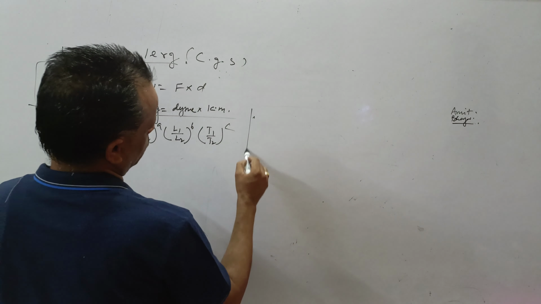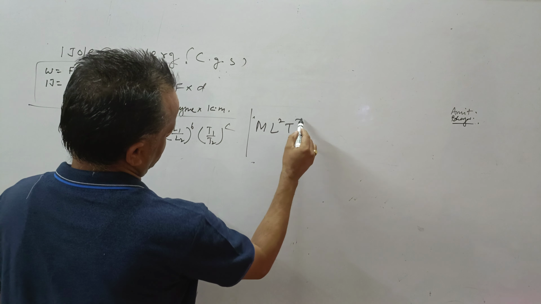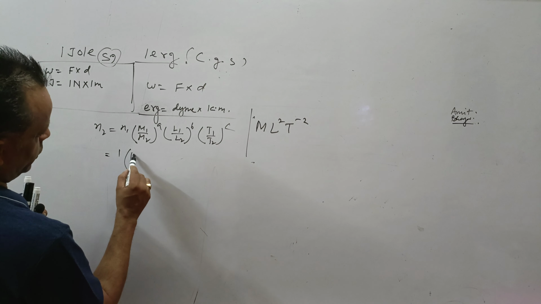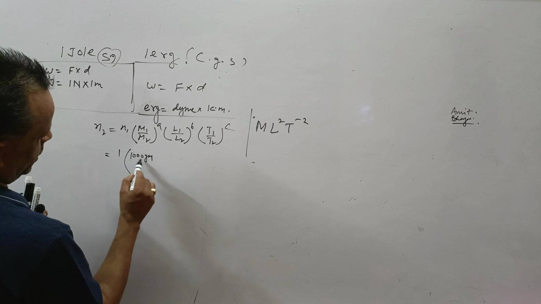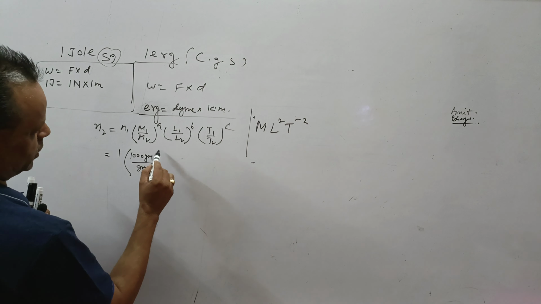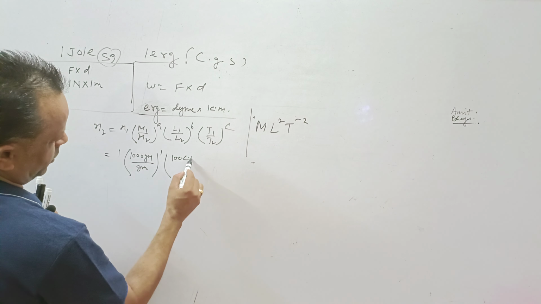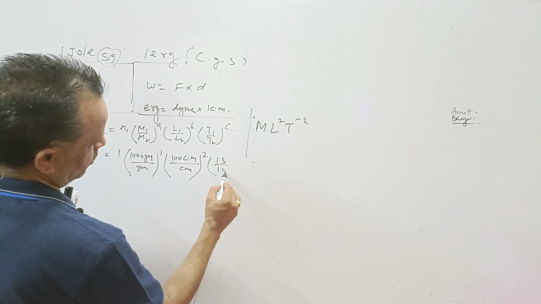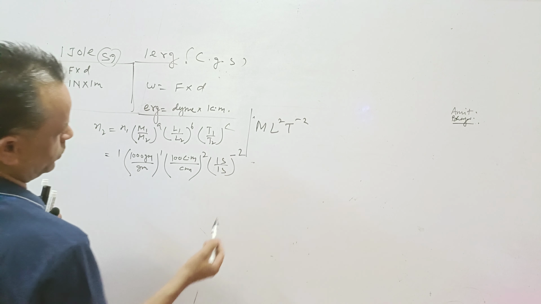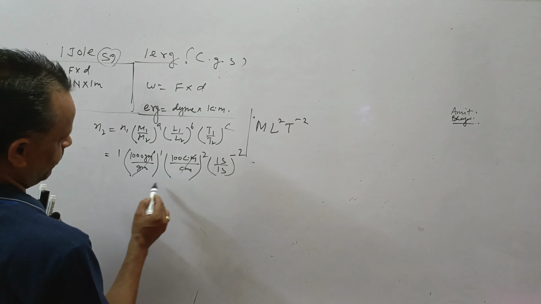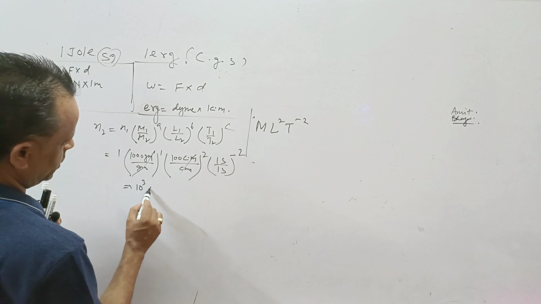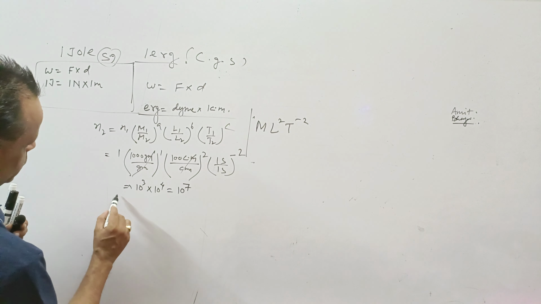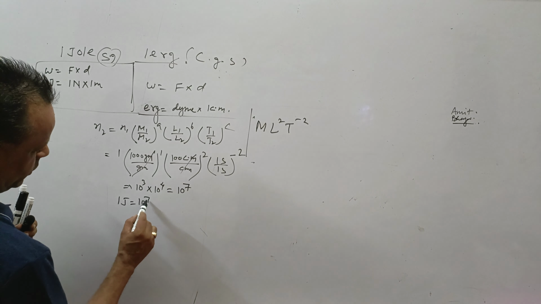We know that the dimension of work is M L square T to the power minus 2. So what we have? This is 1 joule, this is in SI unit. This is 1000 gram, this is 1 gram, power is 1. This is 100 centimeter, this is 1 centimeter, power is 2. This is 1 second, this is 1 second, power is minus 2. So what we are getting over here is 10 to the power 3, over here 10 to the power 4, so overall we are getting 10 to the power 7. Means 1 joule is equal to 10 to the power 7 erg.